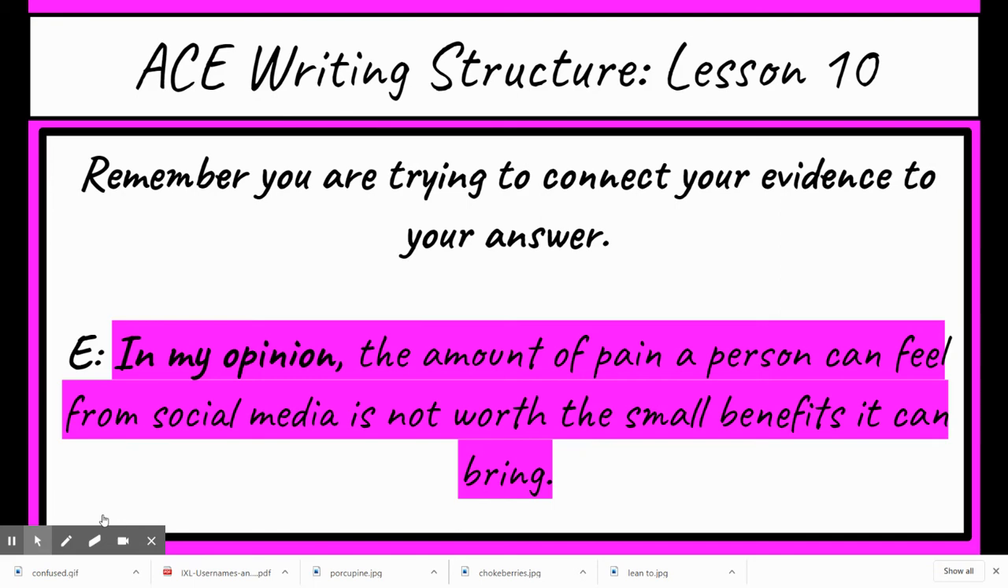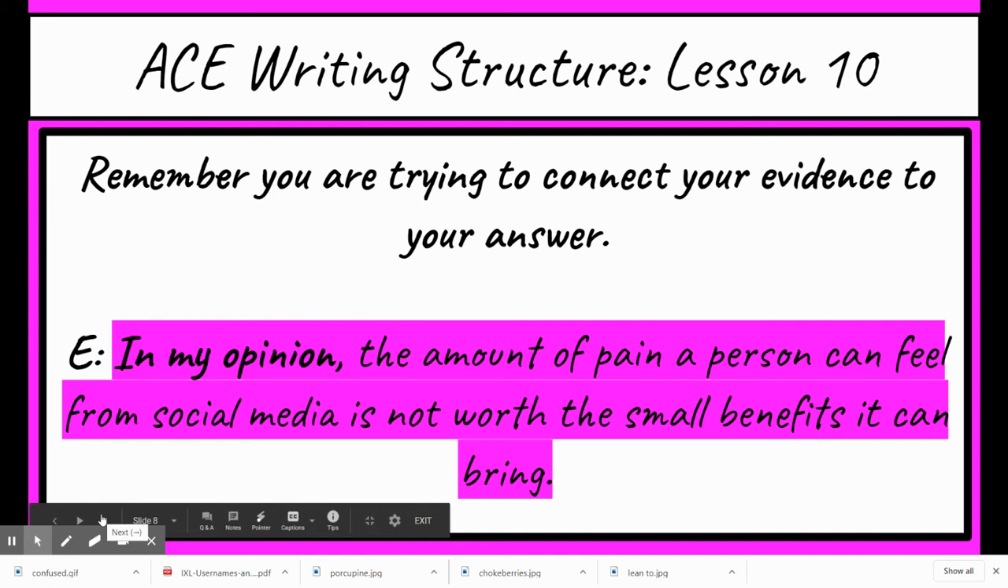Remember that you're trying to connect your evidence to your answer. So even if you disagree with the evidence given, your job is still to connect it. So that might be a little tougher if you disagree. So I write, in my opinion, the amount of pain a person can feel from social media is not worth the small benefits that it can bring.